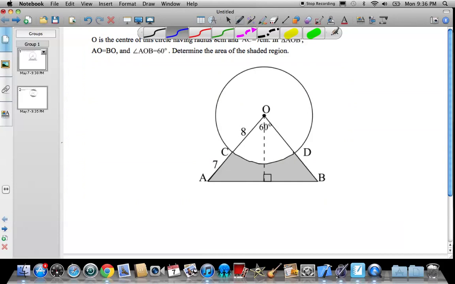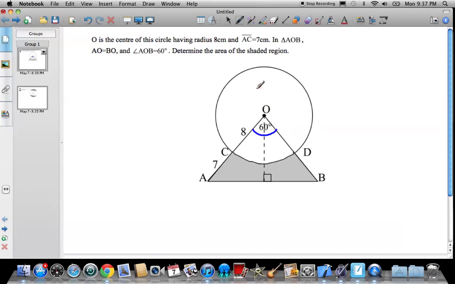So here's a question, and it says, if the center of the circle is O, having radius 8, and AC is 7, so this guy right here, in triangle AOB, angle AOB is 60, AO and OB are equal. Determine the shaded area. So basically what we have to do, angle AOB, so this entire angle is 60. Diagram's a little confusing here.